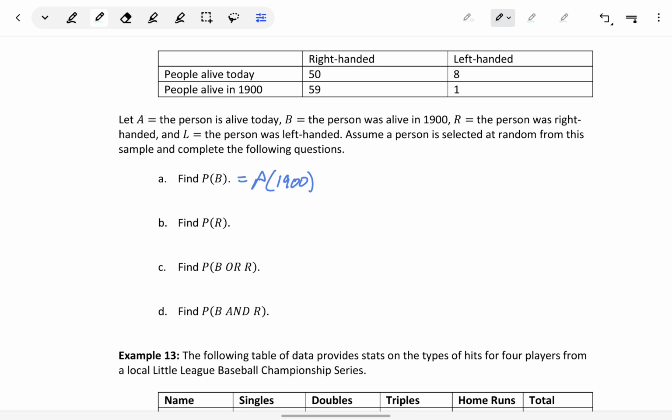In this case, there were 59 plus 1 people who were alive in 1900, and we were told above in the problem that 118 people were sampled. So our probability that a randomly selected person was alive in 1900 would be 60 divided by 118, or 0.5085.